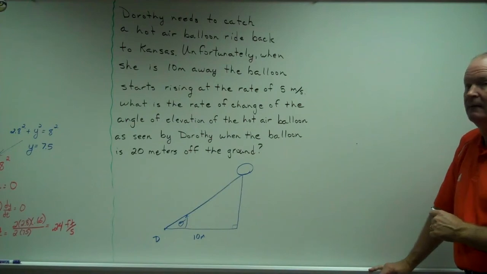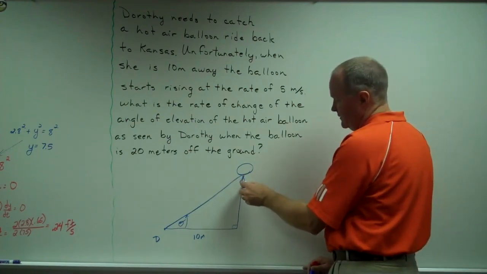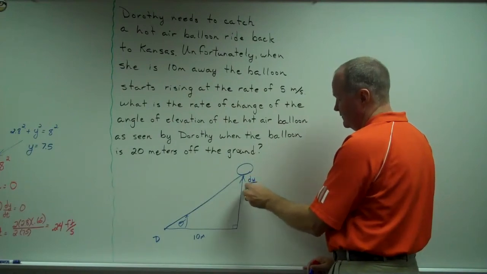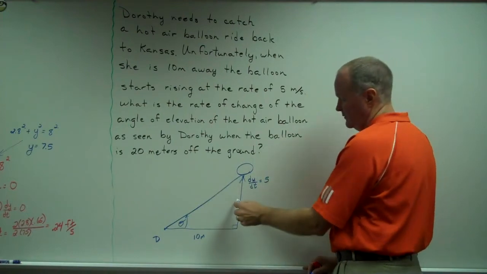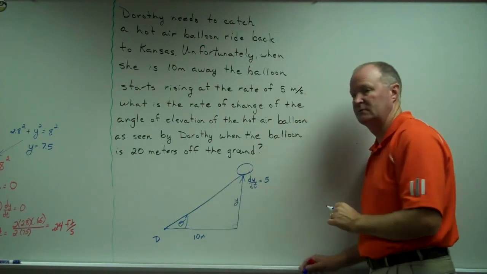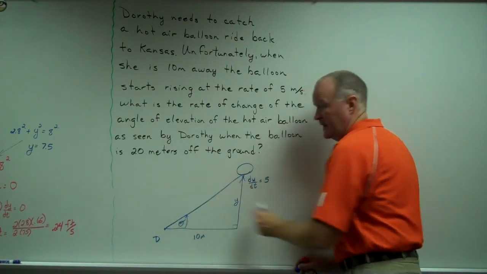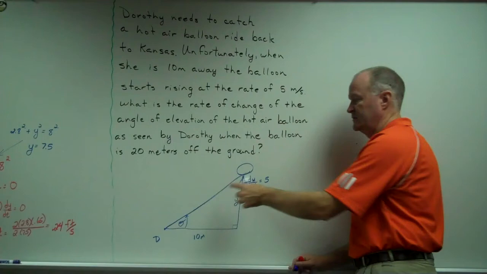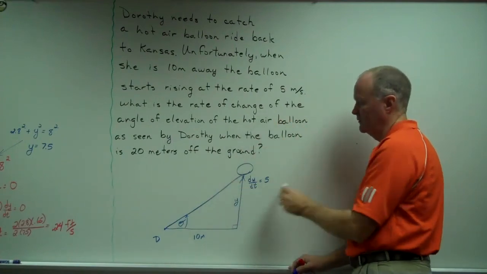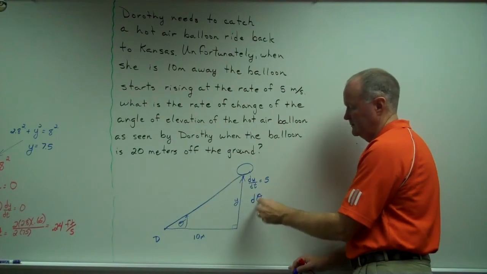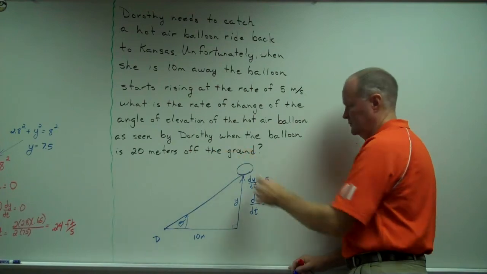Would 5 meters per second be dy dt? Well, the balloon's going up, right? Yeah. So the dy dt is 5 because it's going up. And if we call this the y, we can do that, because this is changing, and so is this distance, and so is that angle. In some problems we ask for the distance, but that's not what we're asking for now. In this case we want to know d theta dt when y equals 20.